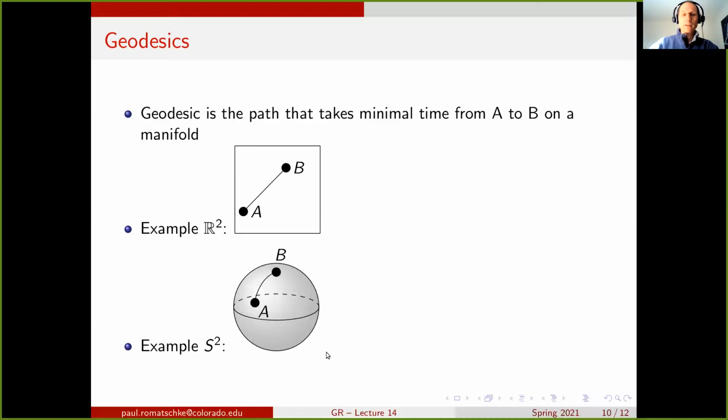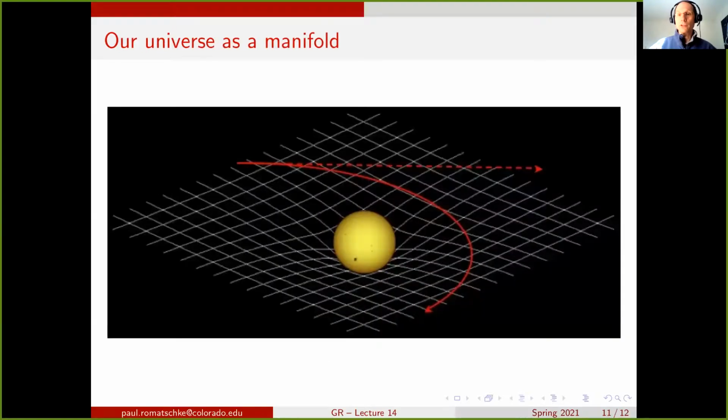Now, with those examples, let me jump to GR and try to do an interpretation of general relativity as a manifold. So just imagine for a moment that our universe is a manifold. Here it's a genus 0 manifold. It's depicted as this funny gridded surface that we have here. And it can in general be curved. Imagine an object like the sun deforming this manifold such that it's not R2, but some more complicated version of a manifold. And then let's consider geodesics in this manifold.